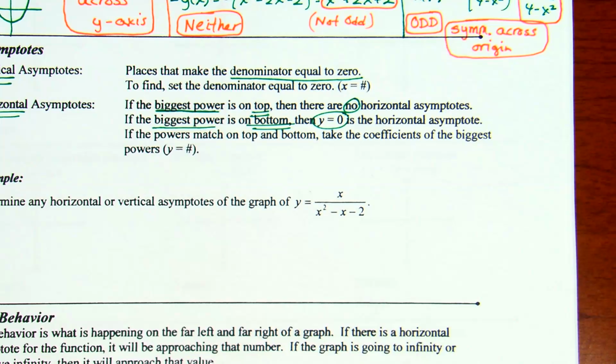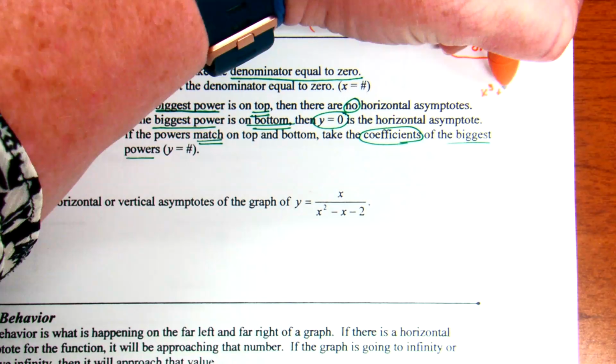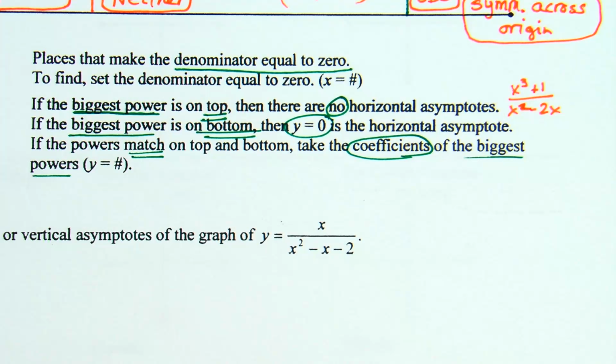Let me show you an example of each of these real quick. x cubed plus 1 over x squared minus 2x. Sorry, you guys can't really see that. Besides, I kind of botched it a little bit. Let me see if I can unbotch it. Is that such a thing? Yep. That looks a little bit better in my opinion.